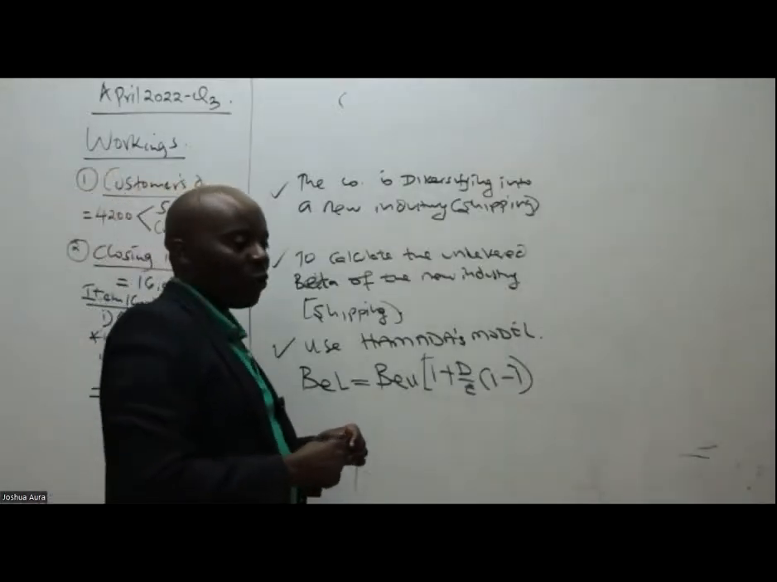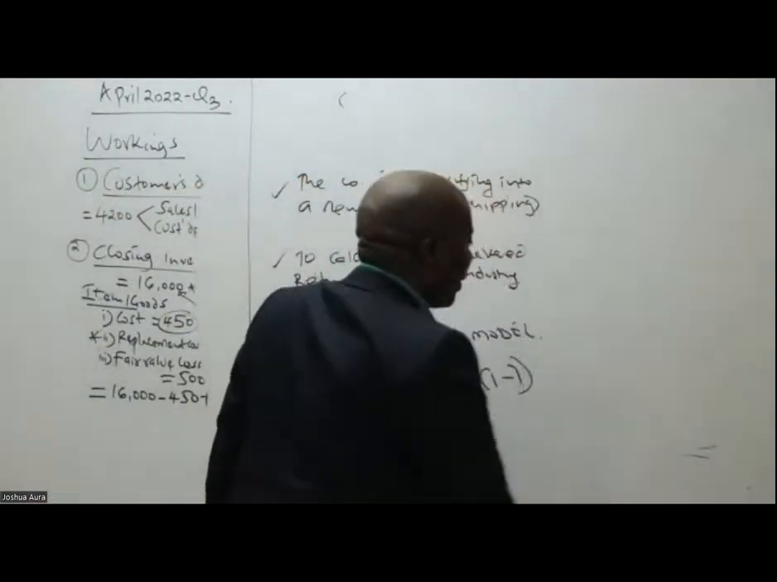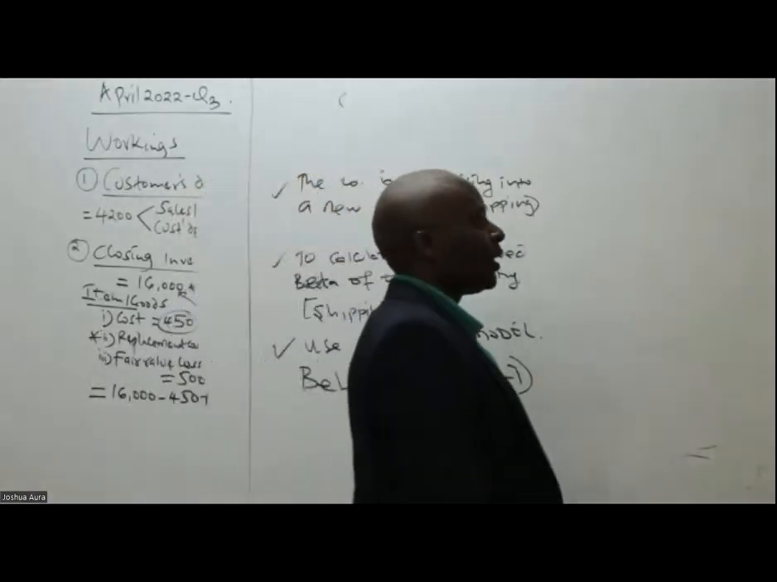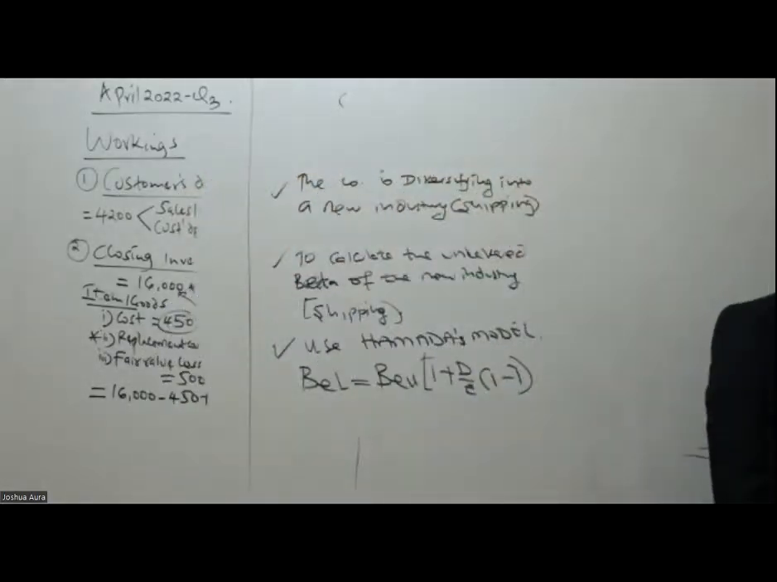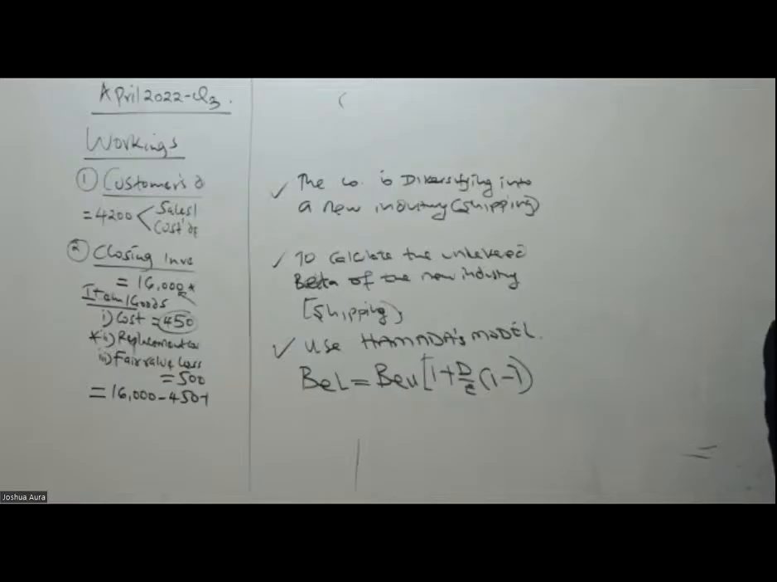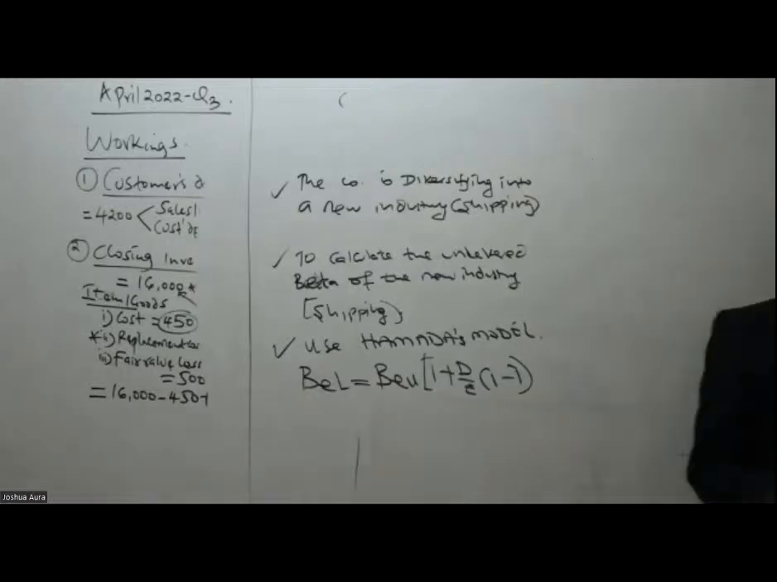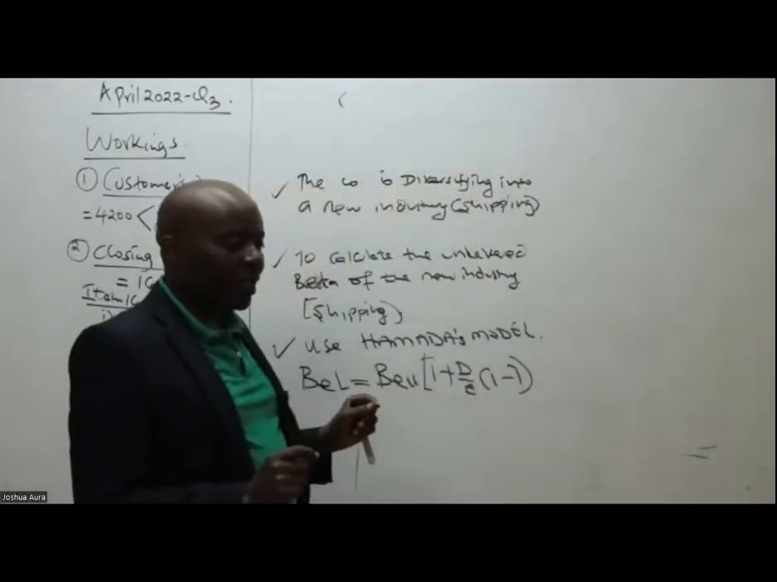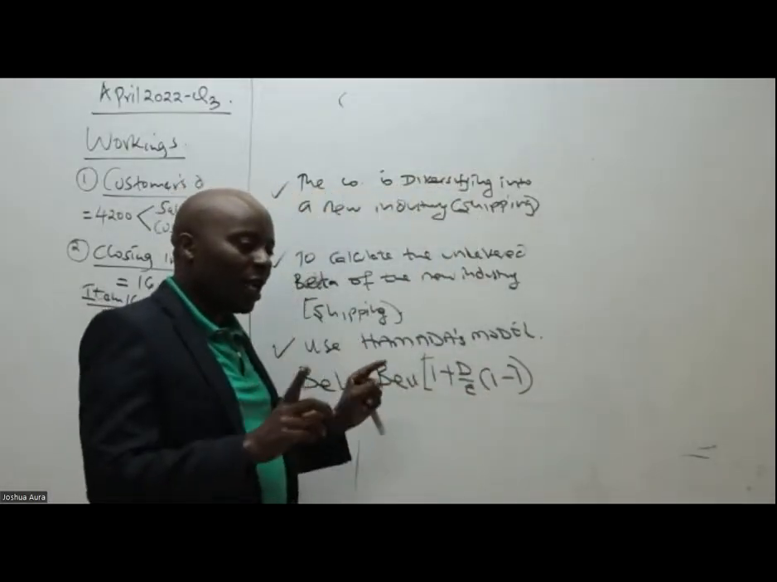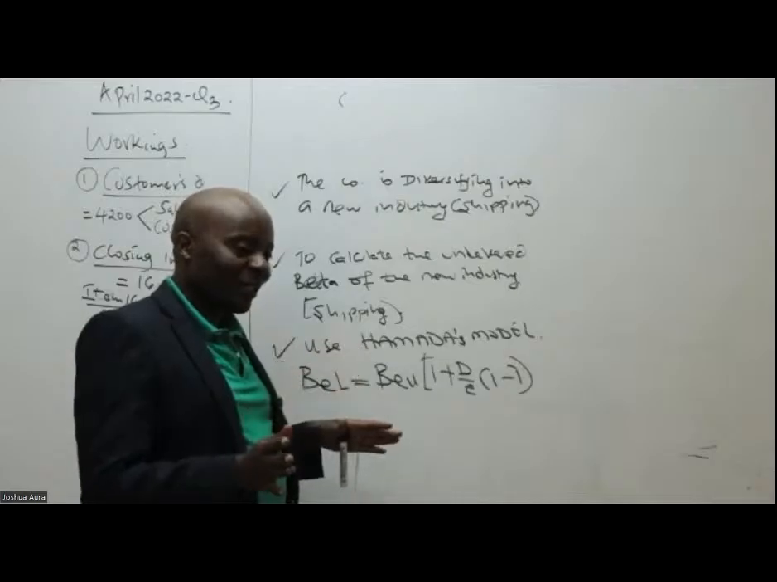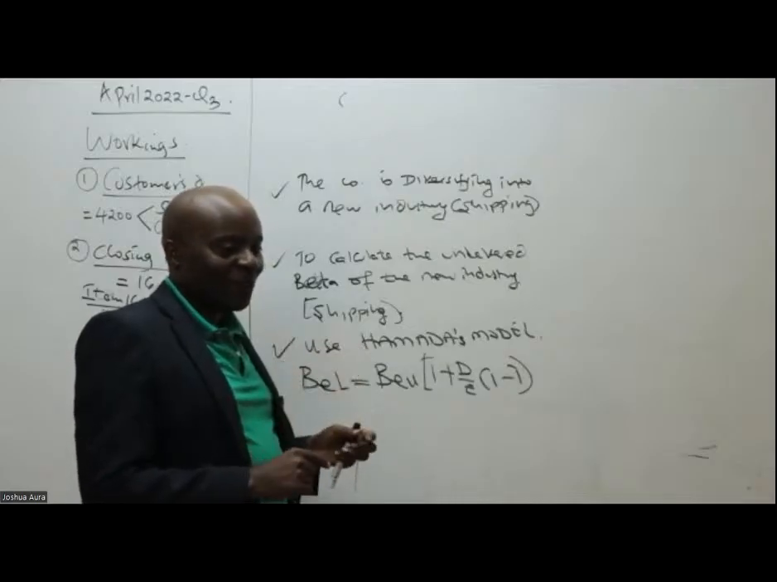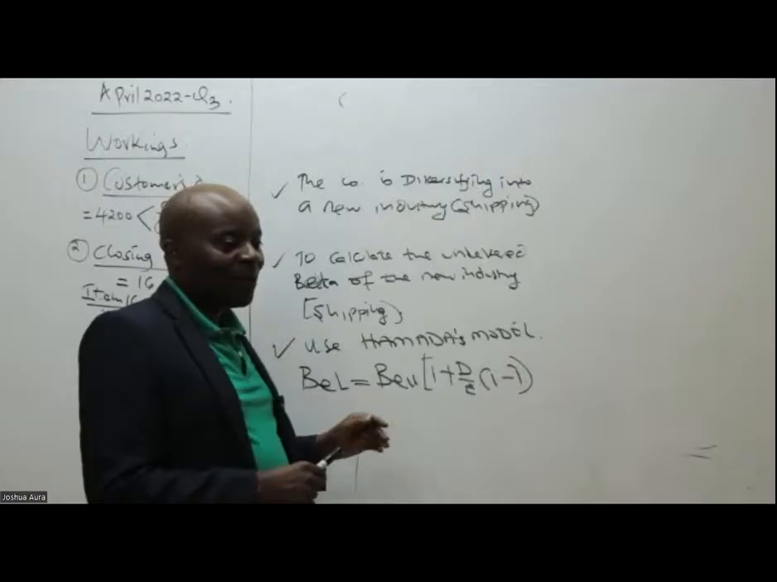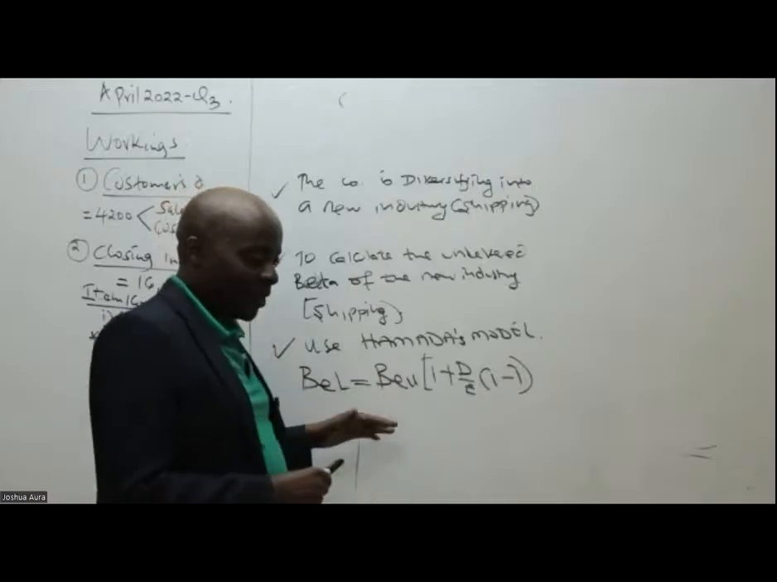So first of all, I would want your confirmation that up to here, we are together. That when you are diversifying into a new industry, that should be the first thing you need to do. You have to come and give us beta equity of the unlevered firm of the new industry. So first of all, up to here, have you been able to write up to here?